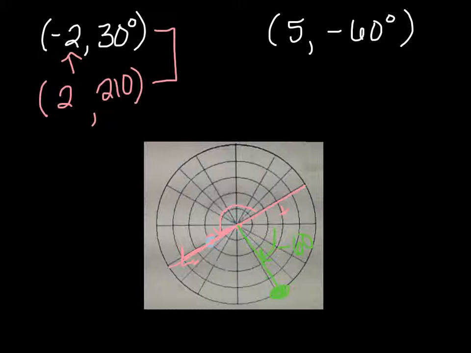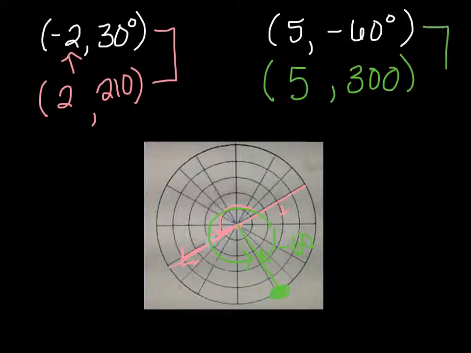Well, how else could I write that point? Well, I could say, what is this entire angle? Well, that entire angle is -60 plus 360, which is 300. So I could also write this as 300 degrees with a positive 5.